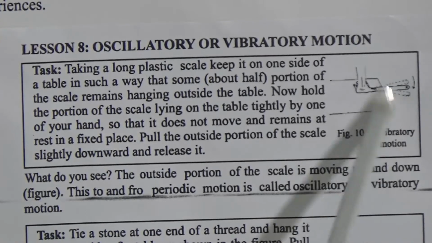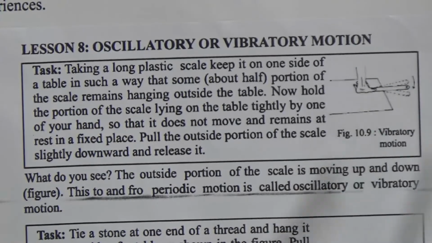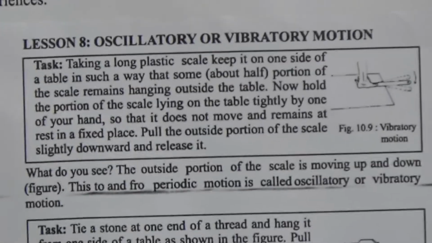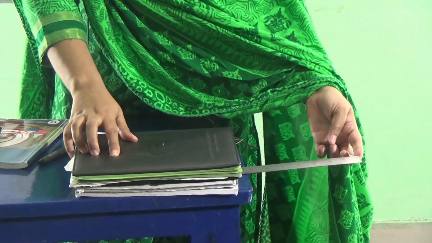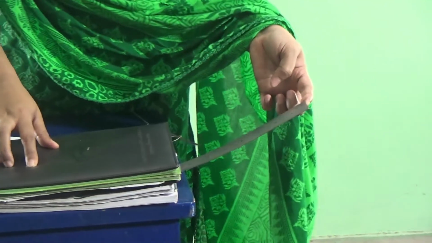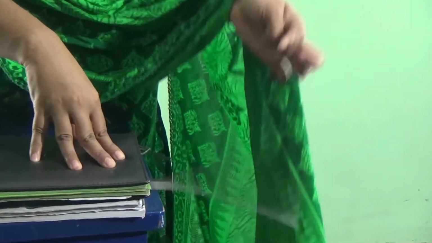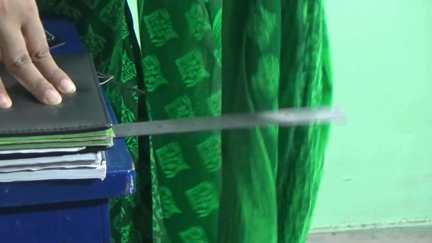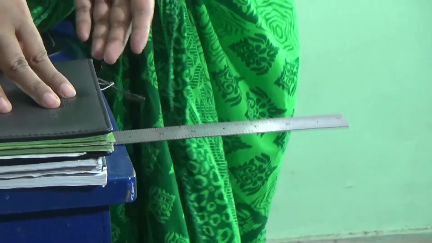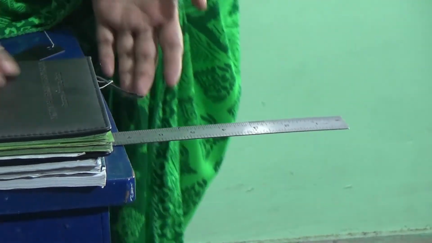Now we will show how the vibratory motion occurs. Look, dear students, here I have taken a stainless steel scale. Look, when I lift the scale, that scale is vibrating. This is called vibratory motion. Now we will do the next task.